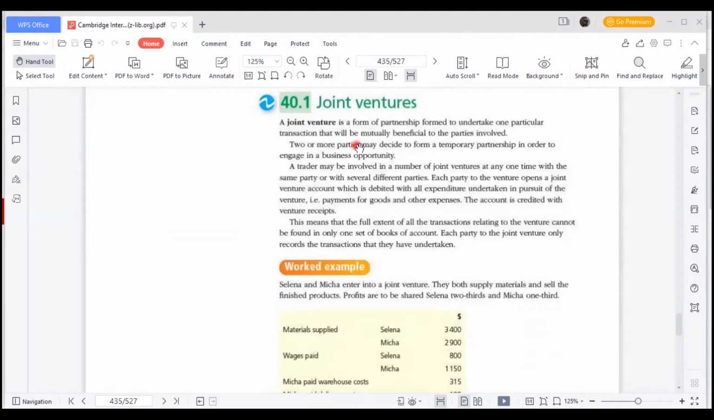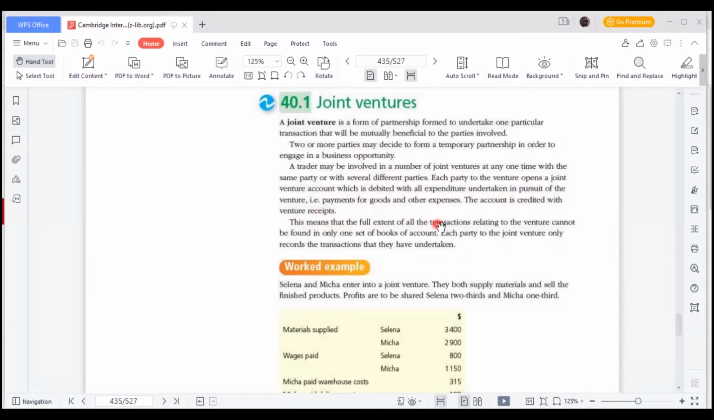A joint venture is a form of partnership formed to undertake one particular transaction that will be mutually beneficial to the parties involved. Two or more parties may decide to form a temporary partnership in order to engage in a business opportunity. A trader may be involved in a number of joint ventures at any one time with the same party or with several different parties. Each party to the venture opens a joint venture account which is debited with all expenditure undertaken in pursuit of the venture, payments for goods and other expenses. The account is credited with venture receipts.